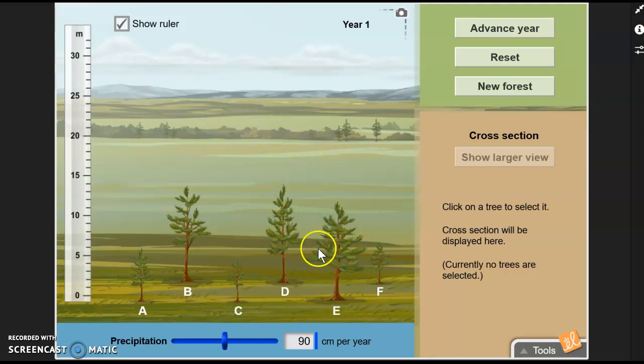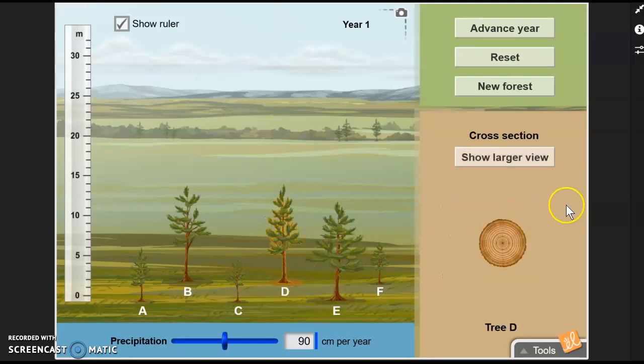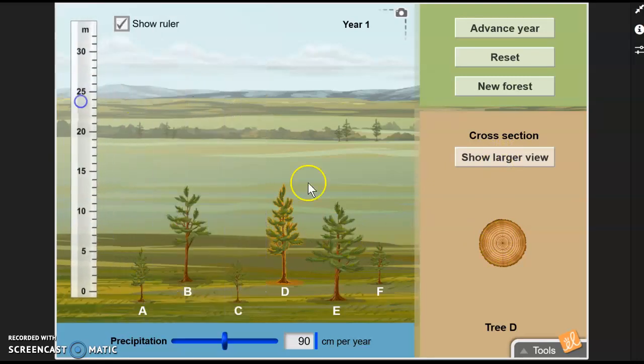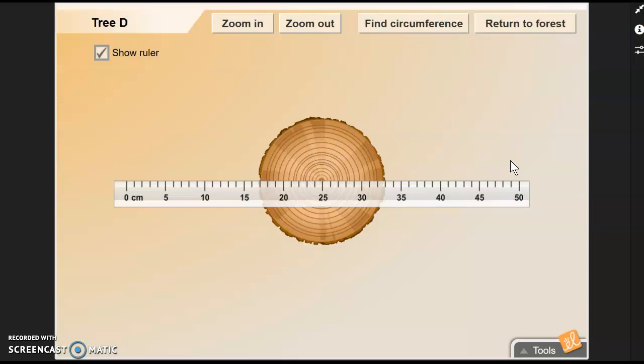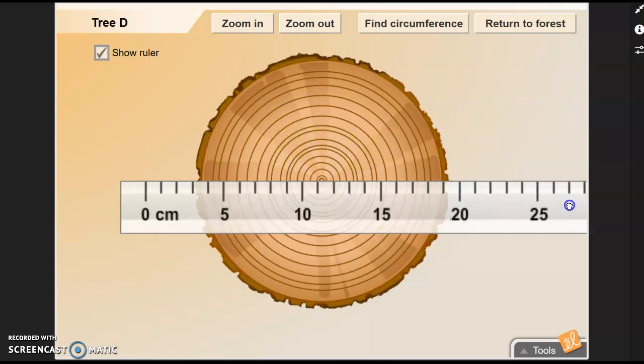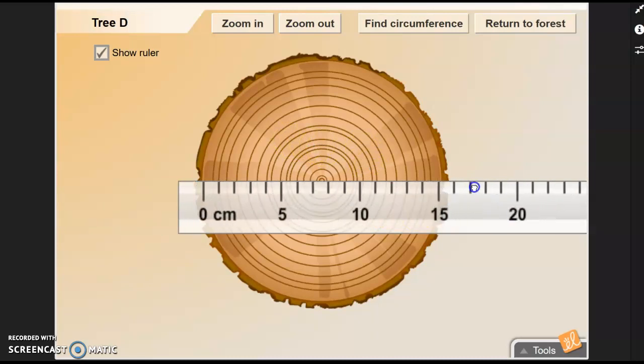Now, if we pick a given tree, it's going to show us a cross-section of that tree. So we could measure this with our ruler, and then we could also do a larger view of this cross-section. It's going to do two different things. Number one, we can zoom in or out. So if I want to zoom in, now I can start counting the rings on this tree as we advance year to year. I can also measure the diameter of this tree, right?